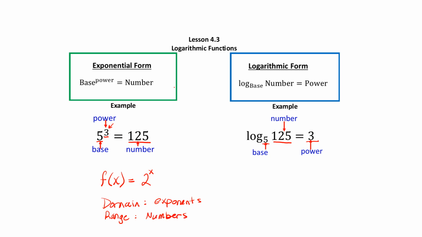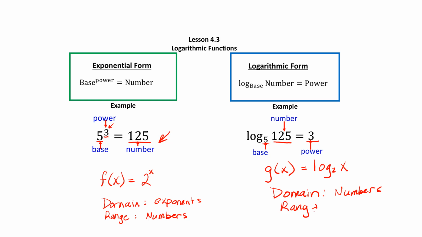And when I say numbers, I mean like in this equation. And then in the logarithmic function, you would have something like g of x equals log, say, base 2 of x. And so your domain in the logarithmic function, you're putting in x's, and those are numbers. And you're getting out exponents. So these two functions are inverses of each other. Their domains and ranges are flipped.